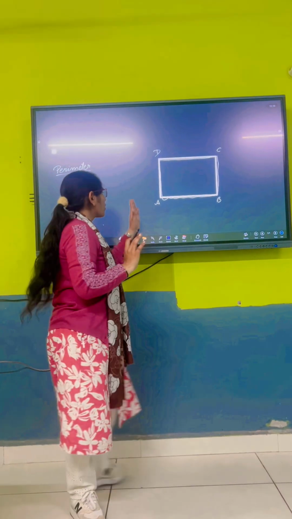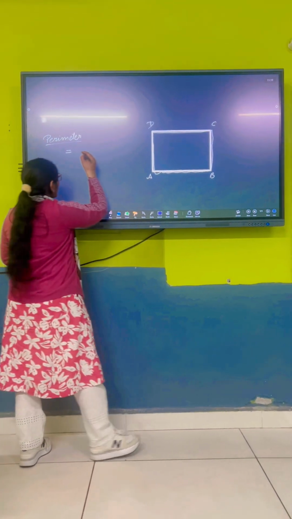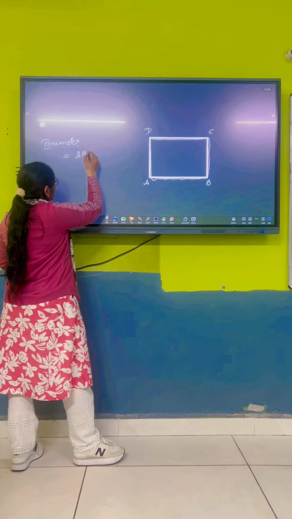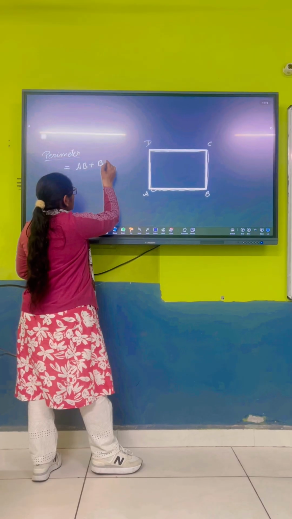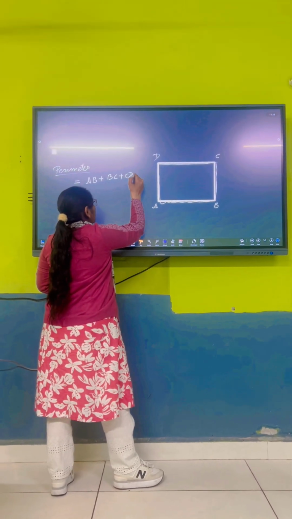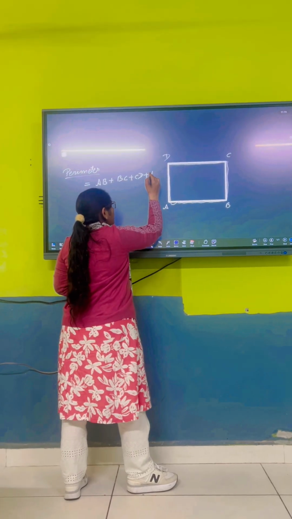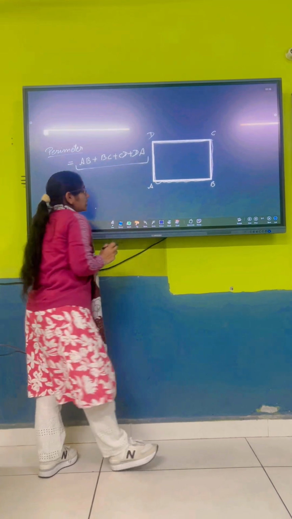Let us start from the point A. When we start from A, we reach B. The length covered is AB, plus B to C is BC, plus C to D is CD, plus D to A is DA. This is the perimeter of this figure.